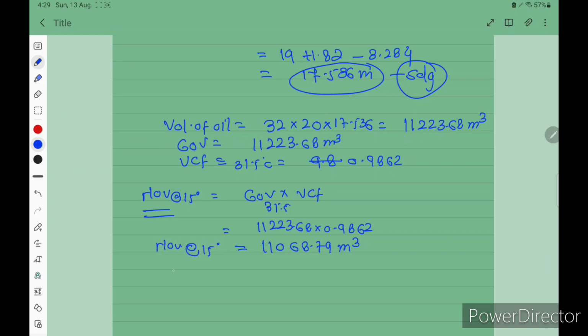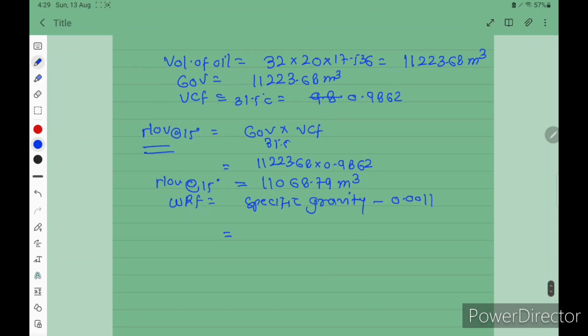Now we find the quantity. So quantity is for weight reduction factor. Weight reduction factor is specific gravity minus 0.0011, which is universal. Given is 0.8311 in the question, minus 0.0011. So we get 0.83 as the weight reduction factor.